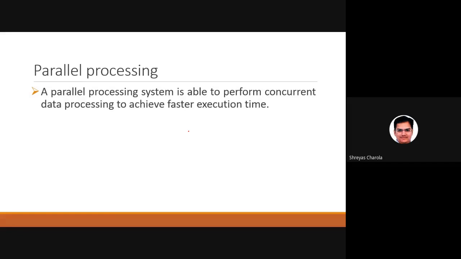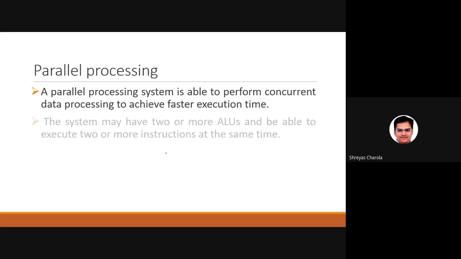See, pipeline, parallel and vector, all these 3 words are different. The pipeline is different, parallel is different, and vector is different, and they have different execution times also, depending upon the architecture you are using. A system may have 2 or more ALUs and be able to execute 2 or more instructions at the same time. That is parallel processing.